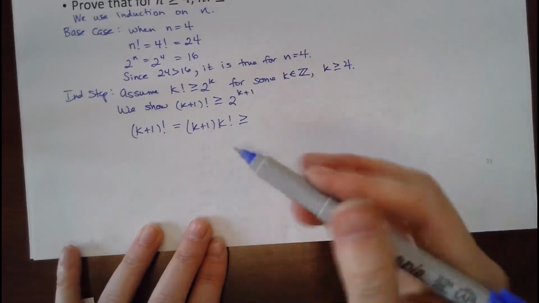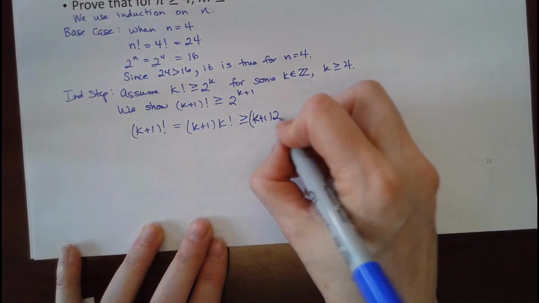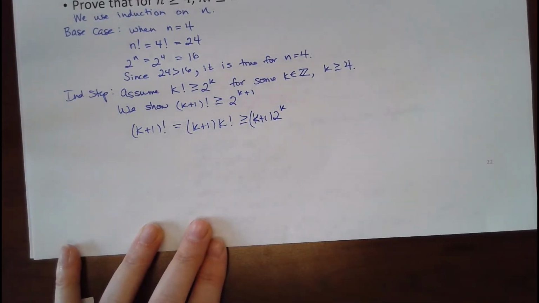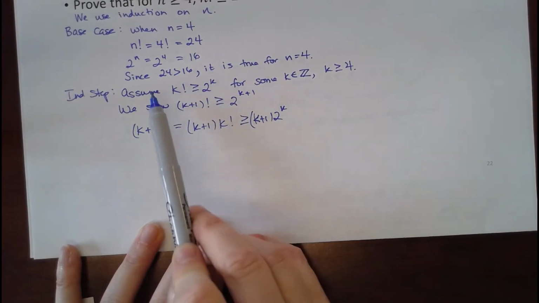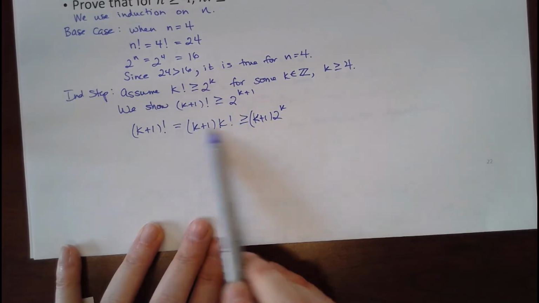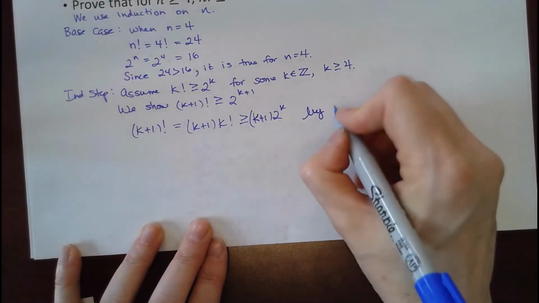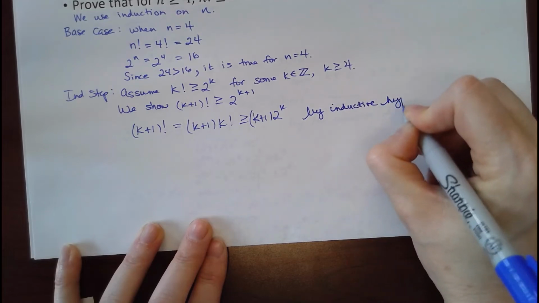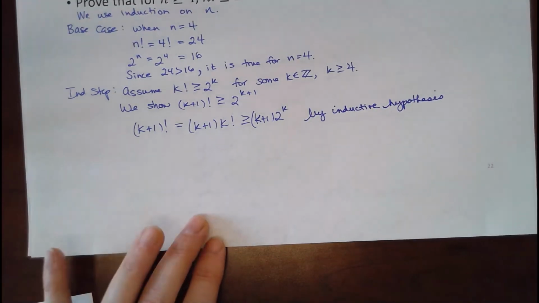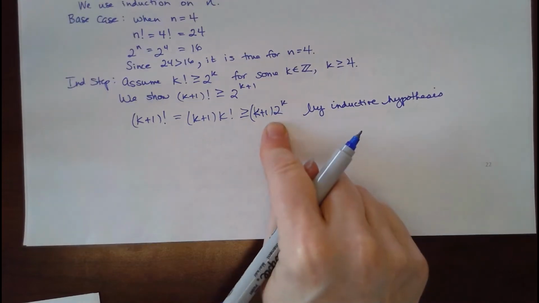I can still guarantee that it will be k plus 1 times k factorial, larger than k plus 1 times 2 to the k, right? But the only reason that's true is because I'm assuming this is true. If I start with this and multiply both sides by k plus 1, that inequality will still be true. So this is true only because of the inductive hypothesis. If the inductive hypothesis weren't true, then we couldn't make that statement. And so now let's look at this.